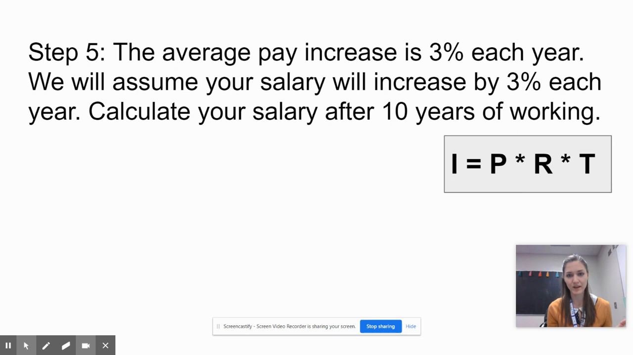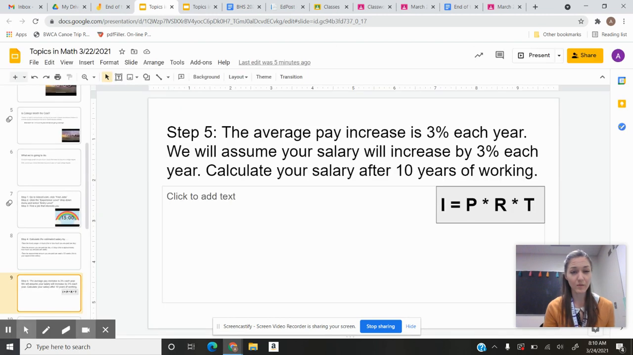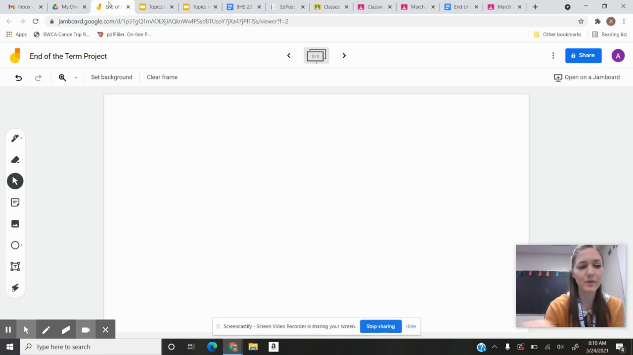Now, this seems really complicated, but you've already done a very similar equation with interest, where we calculated interest equals principal times rate times time. This is going to be almost the exact same thing, except you're going to calculate your pay increase using your original pay times your 3% times 10 years. It's the same formula, just slightly different letters. Okay, so I'm going to write my formula up here before I forget it. The increase in pay equals our original pay times rate, which was 3%, times time, which is 10 years.